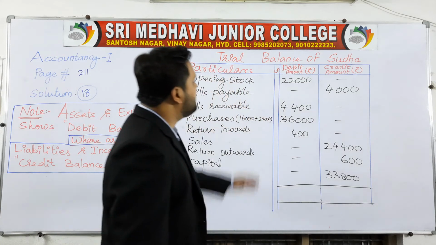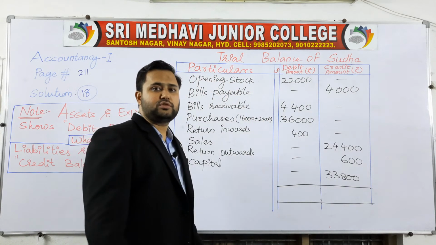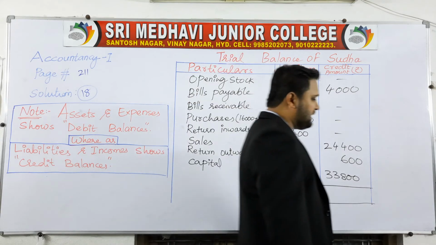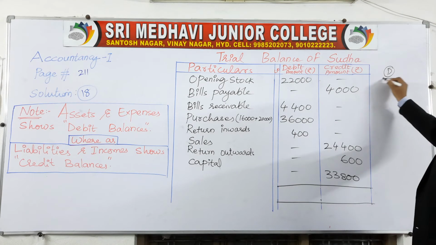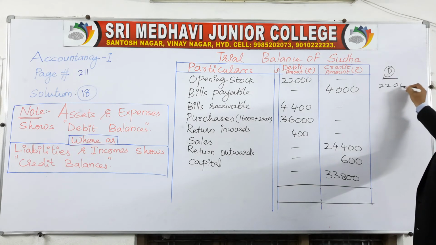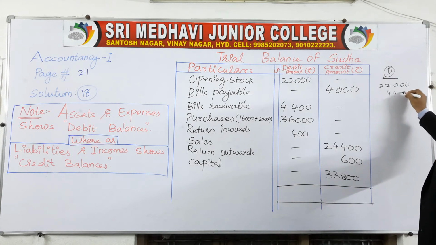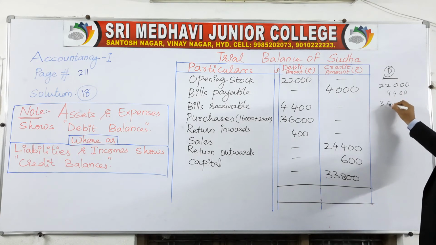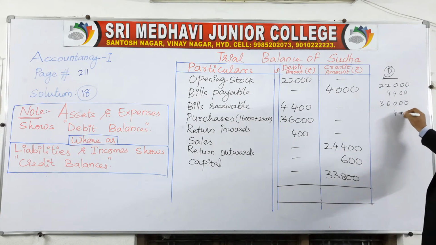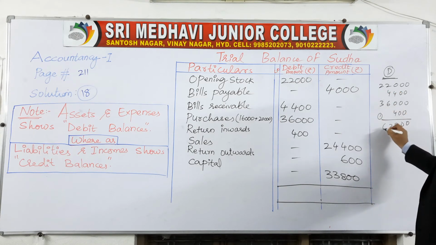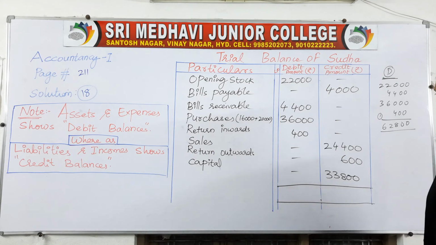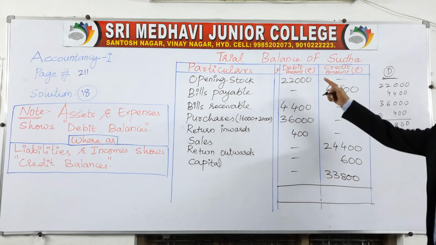We have to check the debit total and credit total. If both totals are the same, then our answer is correct. Let's go with the working notes. So the debit side total: 22,000, 4,400, 36,400. How much? 8, 10, 12, carry 1, 5, 6. 62,800. 62,800 is the total of debit.